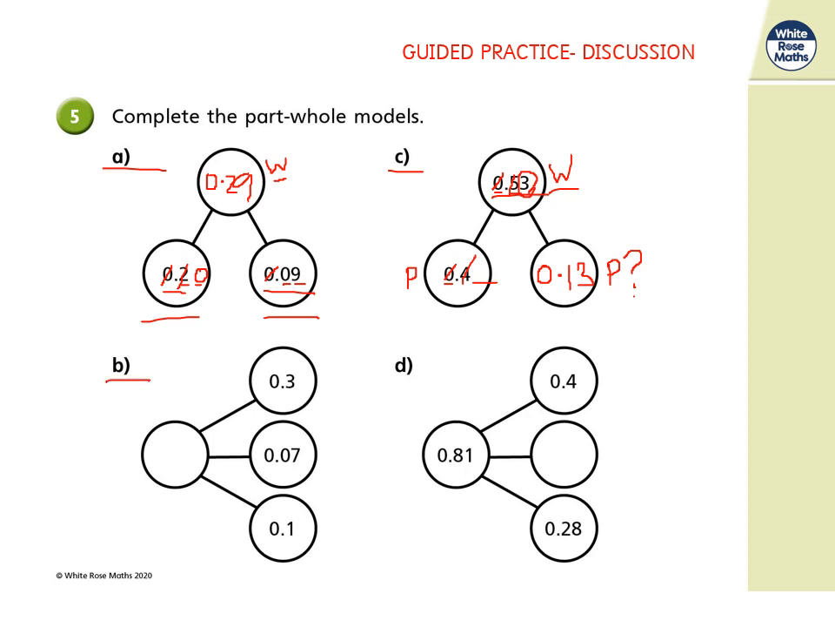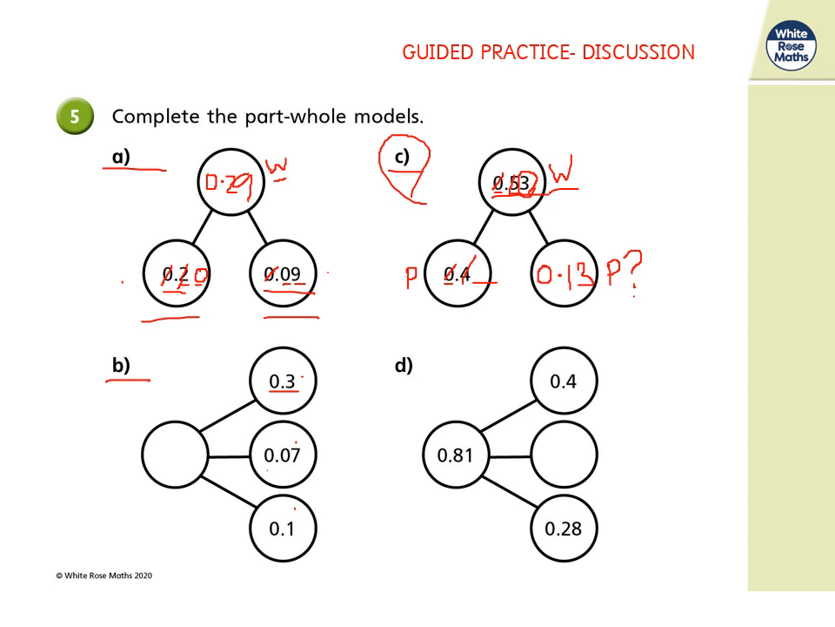Now here is B. Now this one is different because I have 3 parts. Okay, here in A and C I had 2 separate parts, and we'd seen also in C that the numbers can be partitioned and split even further. But B, here I have 0.3, so I have 3 tenths.